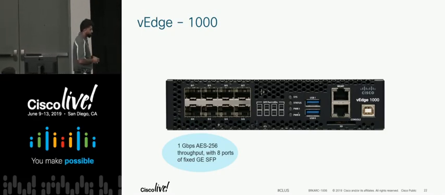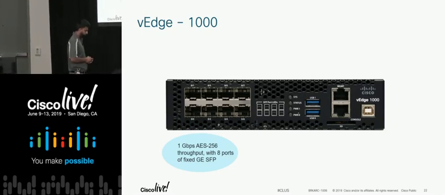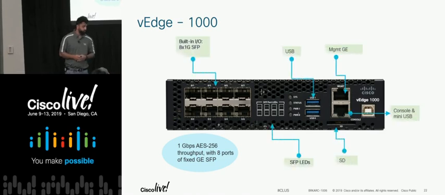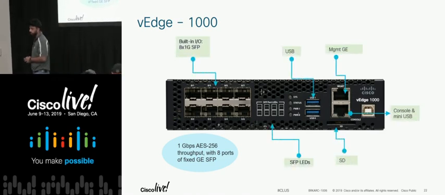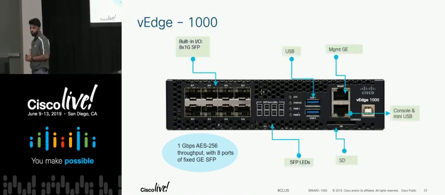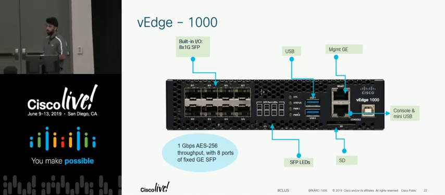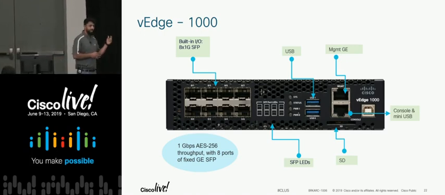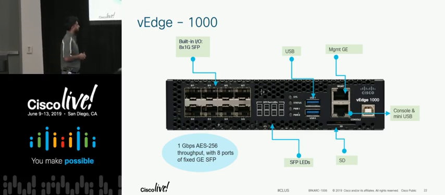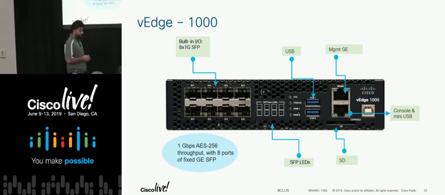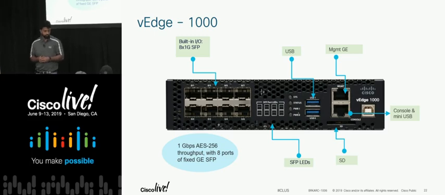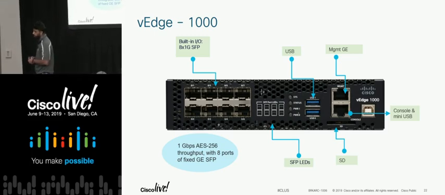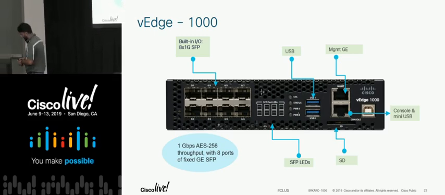The next is vEdge 1000. This vEdge 1000 system is rated as 1 gig AES 256 throughput. As I said, with 8 1 gig SFP ports. There are these LEDs as well for the ports. And you have the USB options, the management gig interfaces, and also this console port, like console mini USBs.